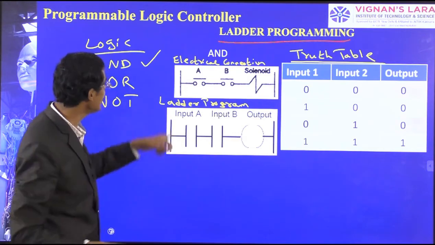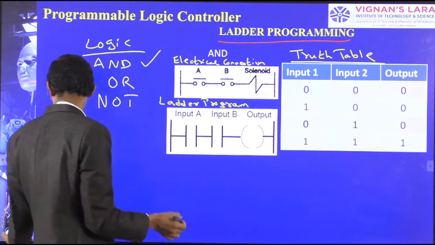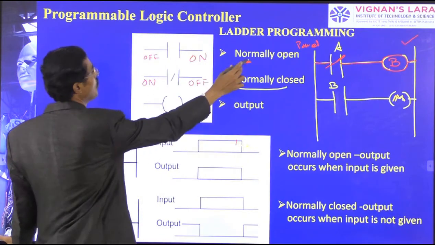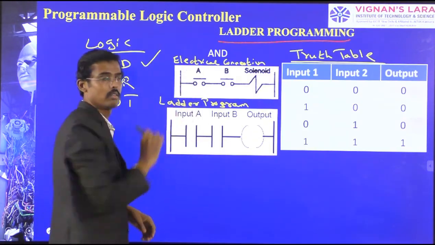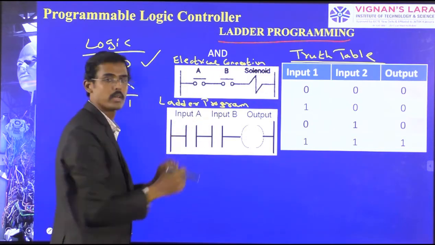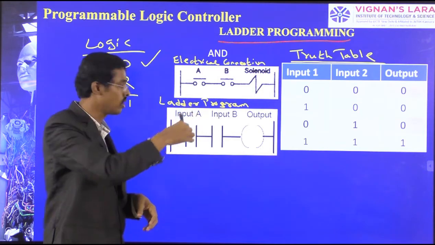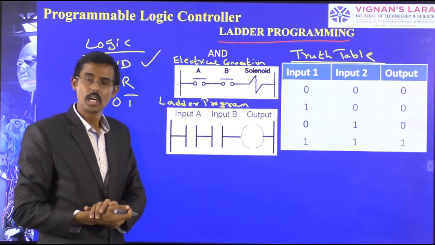I have converted this switch 1 into open connection 1. This is open, normally open. I have kept it open. The switch is not on. When the switch is on, it should turn on. And in the second switch B, I am keeping it normally open. The switches should be on. And this output, I have considered here as a bulb. Now what happens?